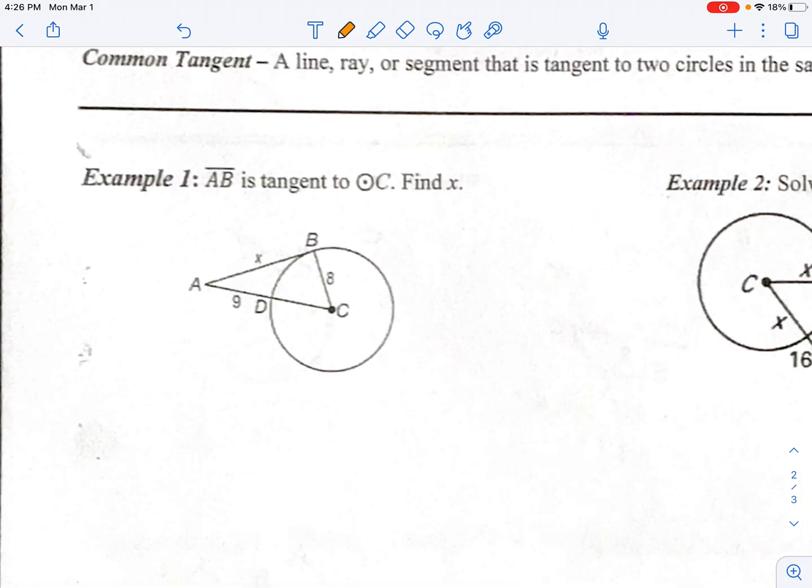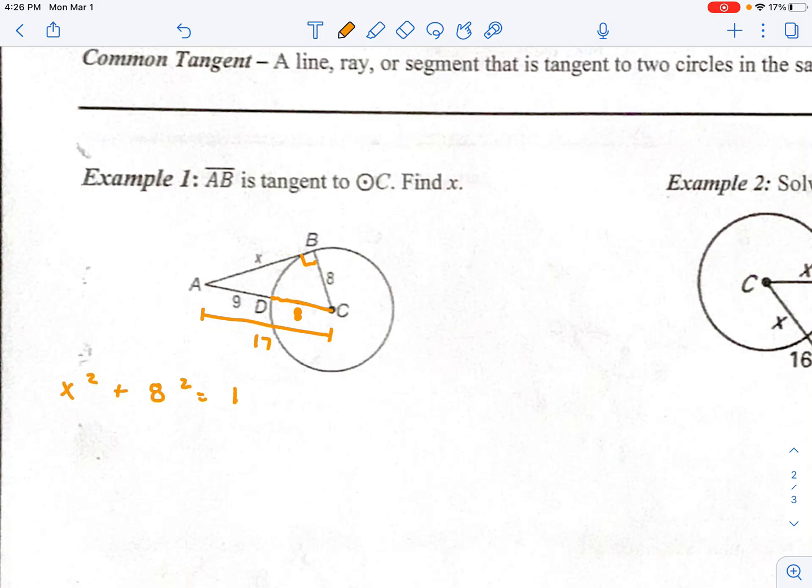So here's our first example. It says AB is a tangent, and it's tangent to BC, which is that radius, so this is a 90-degree angle. They want us to find x. Real quick, we know what this length, DC, is, because it's a radius, and all radii are going to be the same, so this is going to be 8, which means this whole side here is actually 17. So I can do the Pythagorean theorem.